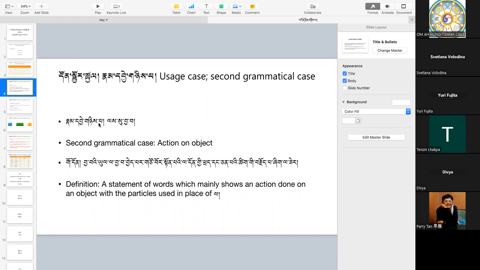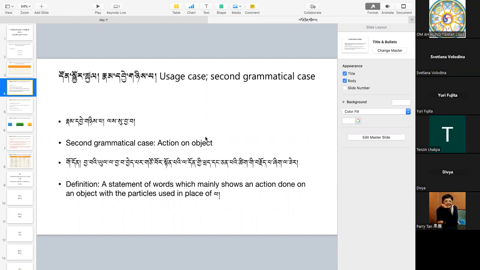Okay, namye nipa, le suchawa. Second grammatical case, action on object. So when we say object, we mean the place where the action is happening. So you will understand what I mean by action by the definition of action, and what I mean by object by the definition of object. So both of these will have definitions. Last class, we were not able to give a detailed explanation on both of these.